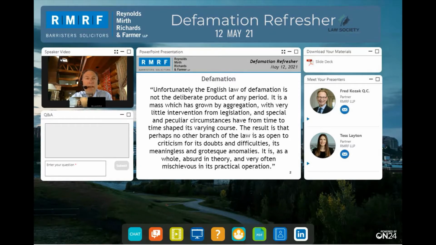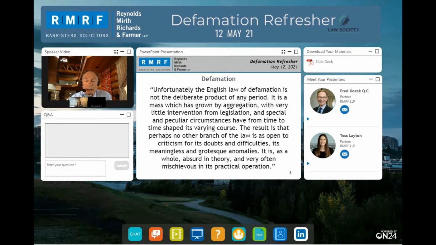Two things have amplified the mischief described in that quote. The first is that unlike the United Kingdom, where much of our law comes from, no jurisdiction in Canada has entered into a legislative defamation reform to address some of the anomalies that have arisen in the last 200 years.